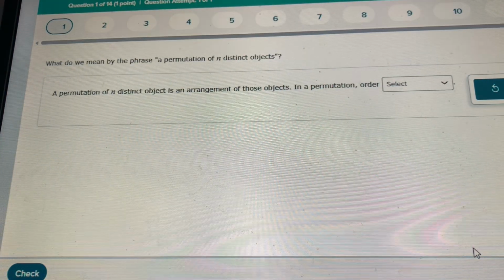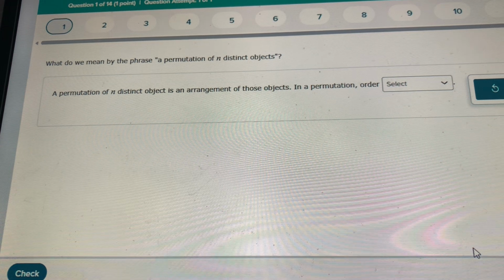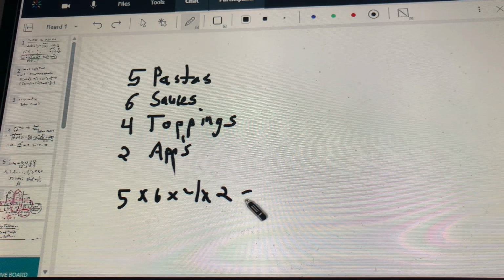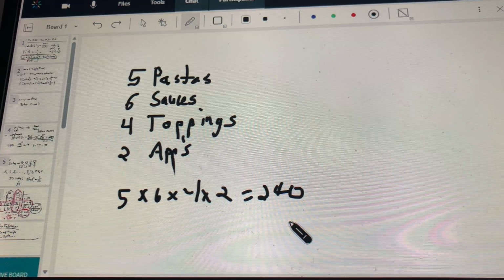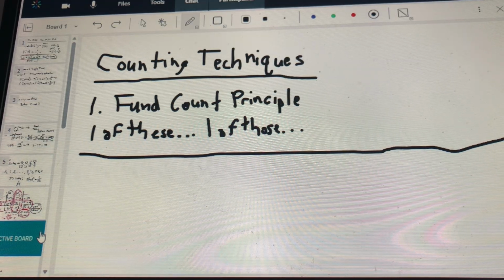So these are not probability. You're not doing what's the probability of something. That's a fraction. This is how many ways can you do something, so then it actually is an integer. It's often a large integer like 240. So the fundamental counting principle, you're choosing 1 of these, 1 of these, 1 of these over and over again. But it's always 1 of these, 1 of those.